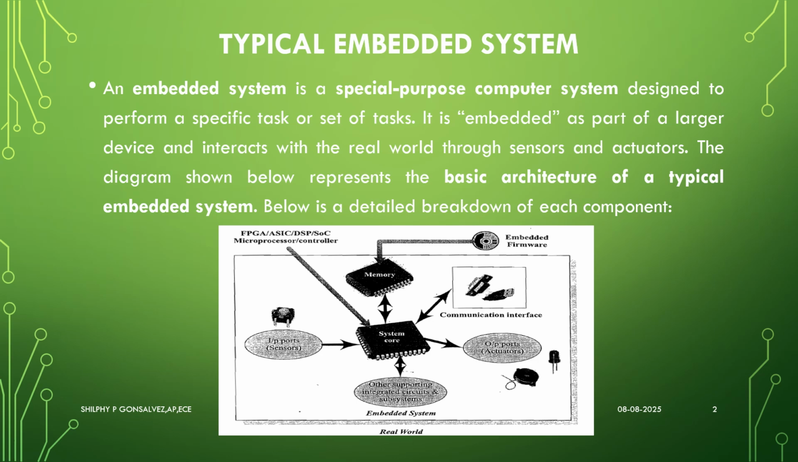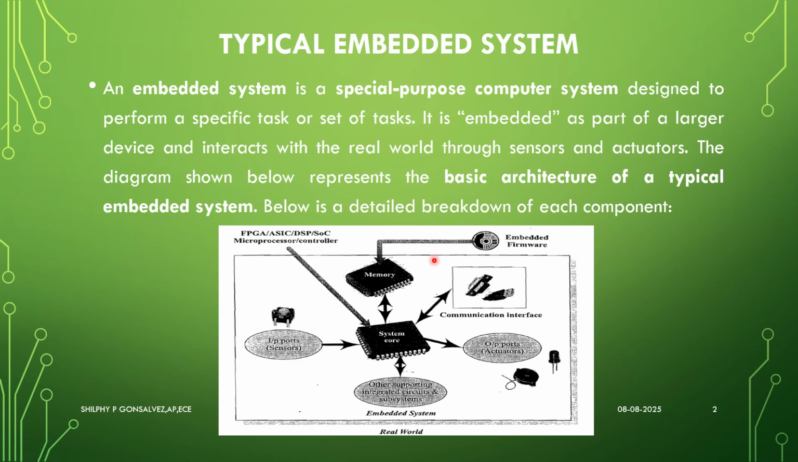So this is a typical block of an embedded system. As you all know, an embedded system is a special purpose computer system which is designed to perform a specific task, or a set of tasks based on a set of rules. That means the embedded system is supposed to work for a defined, dedicated task. It is embedded as a part of a larger device which interacts with the real world environment through certain input and output devices such as sensors and actuators.